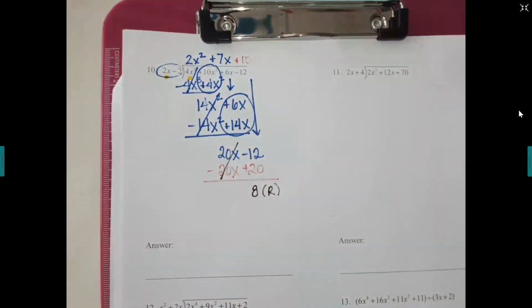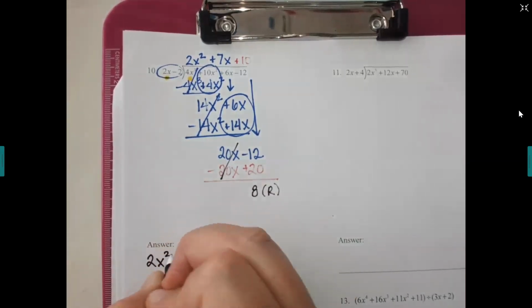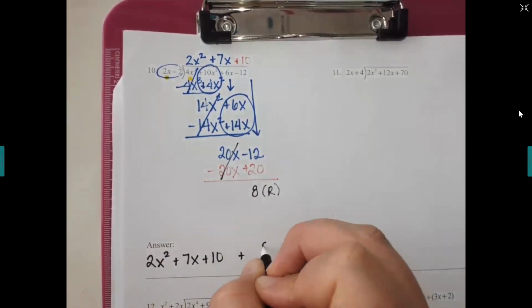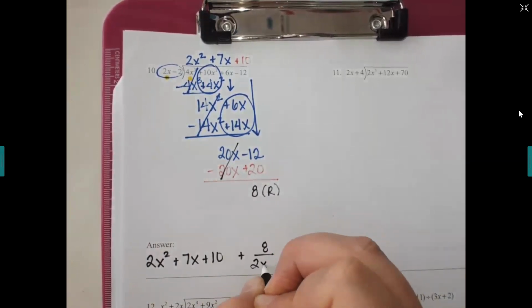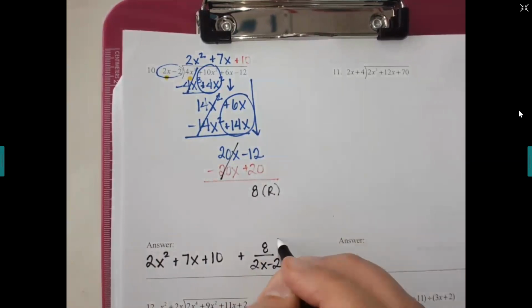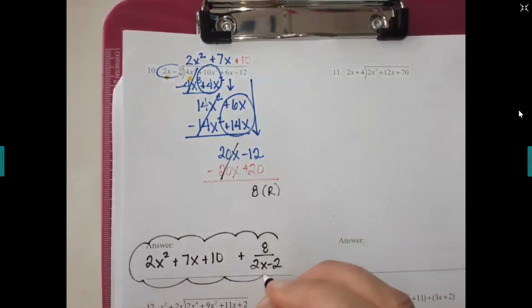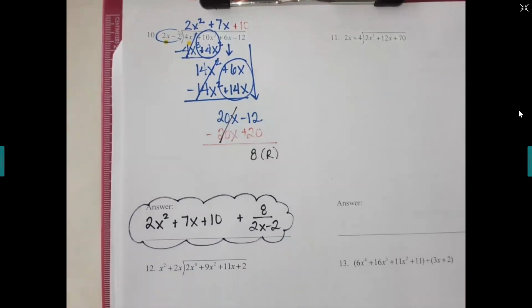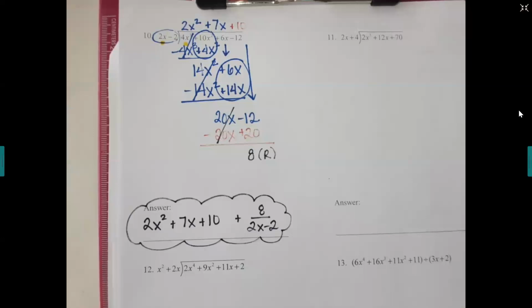Then for your final answer, you're going to put 2x squared plus 7x plus 10 plus a remainder of 8 over 2x minus 2. Okay. Any questions on that? Okay, will you take a look at number 11?